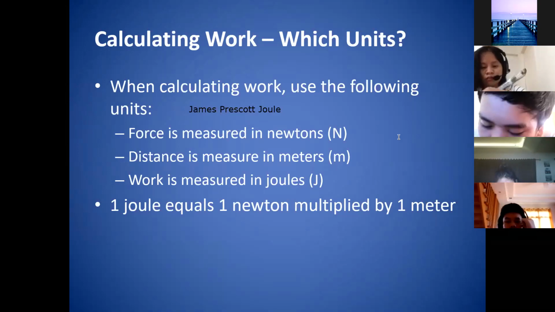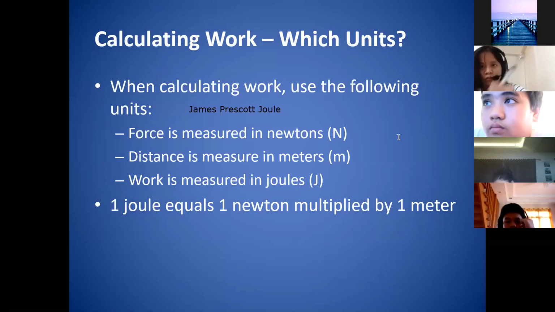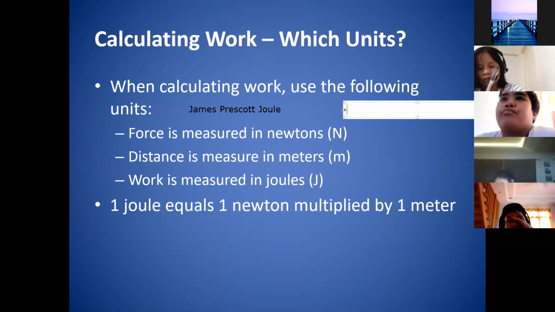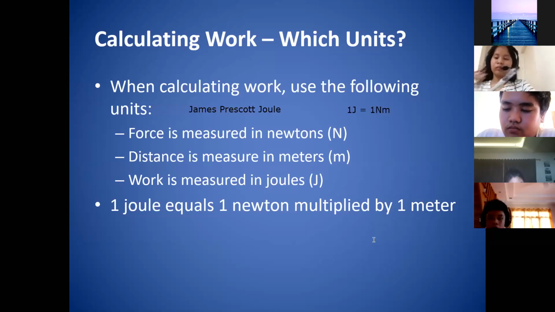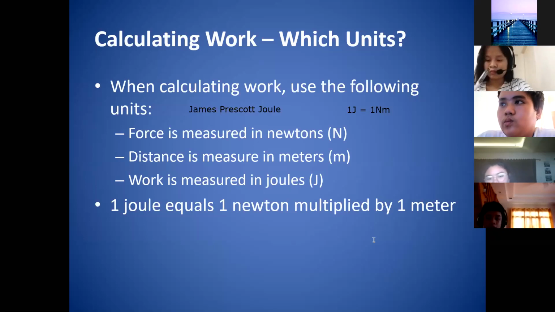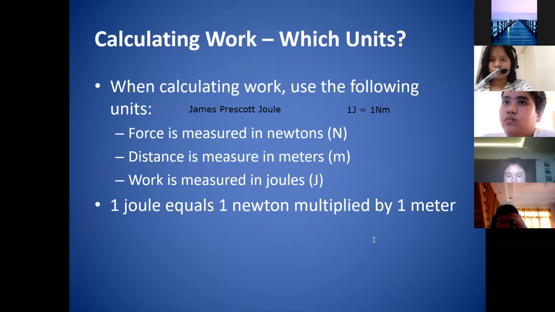By the way, joule is the unit of energy. Again, joule is the unit of energy. The standard unit of energy is joules. So 1 joule is equal to 1 Newton multiplied by 1 meter. In other words, 1 joule is equal to 1 Newton meter, 1 Nm. Do not be confused. The notations 1 J and 1 Nm are just the same. Again, 1 joule is equivalent to 1 Newton meter, and joule is the unit of energy.